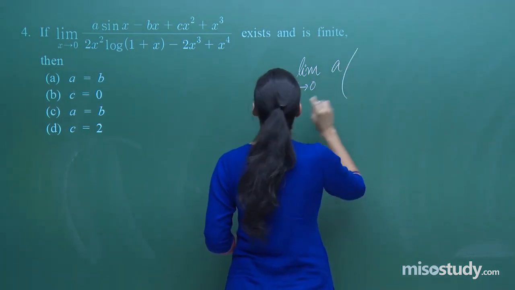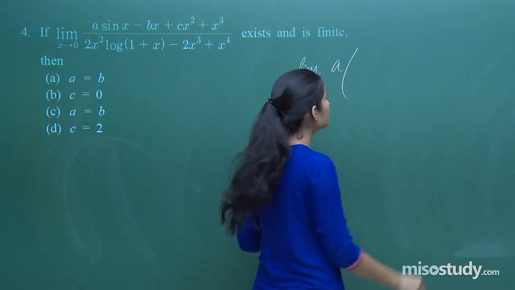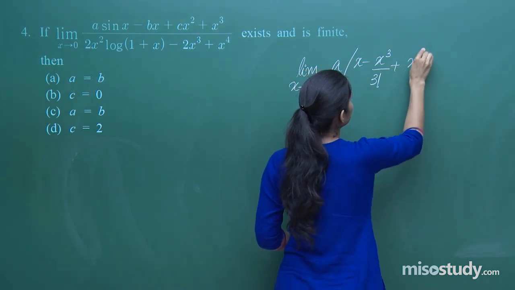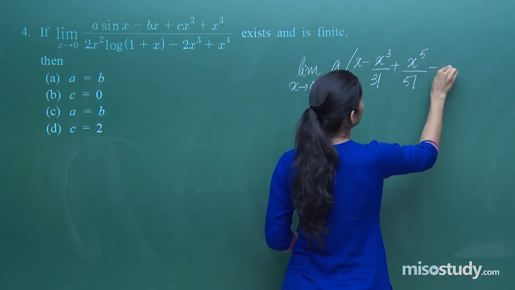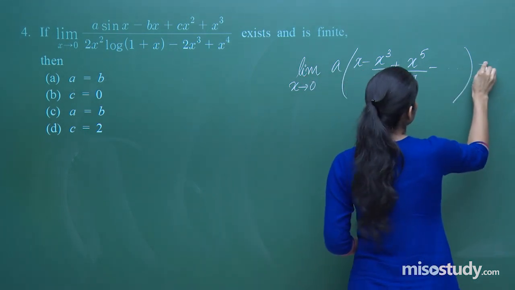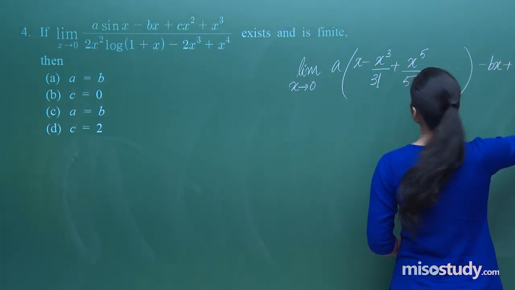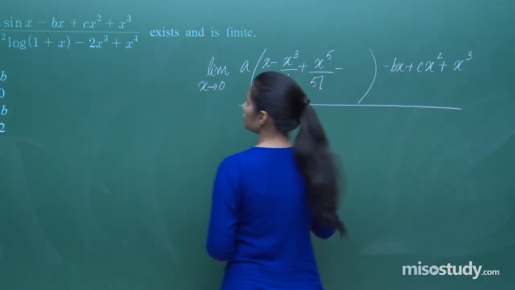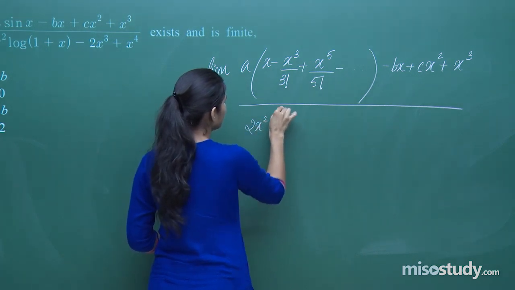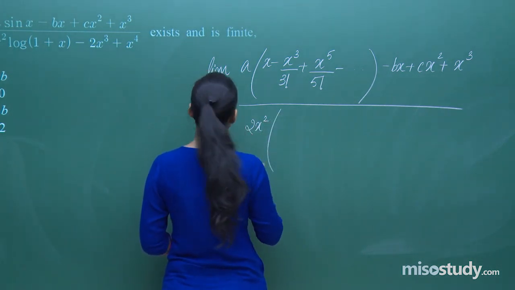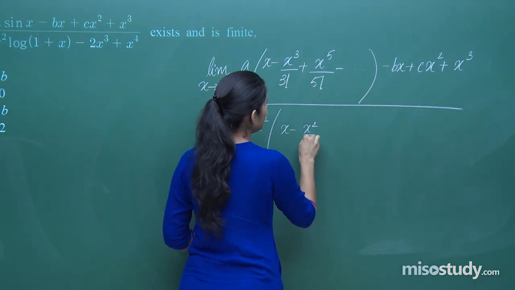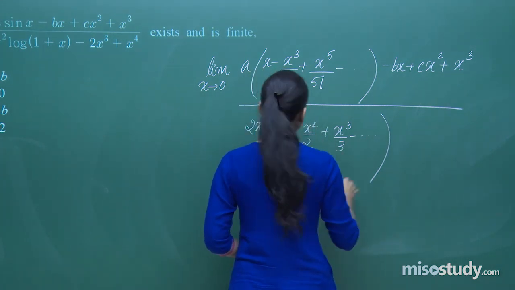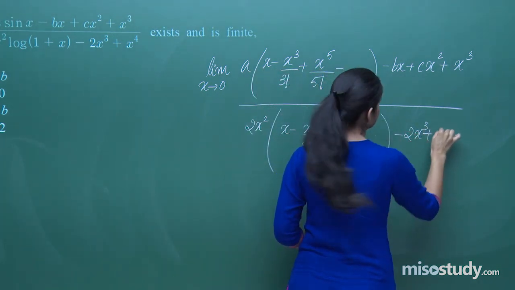This is a sin x. I can just talk about the expansion of sin x. It is x minus x cubed by 3 factorial plus x to the power 5 by 5 factorial and so on, minus bx plus cx square plus x cube, whole upon 2x square log of 1 plus x, its expansion is x minus x square by 2 plus x cube by 3 and so on, minus 2x cube plus x to the power 4.